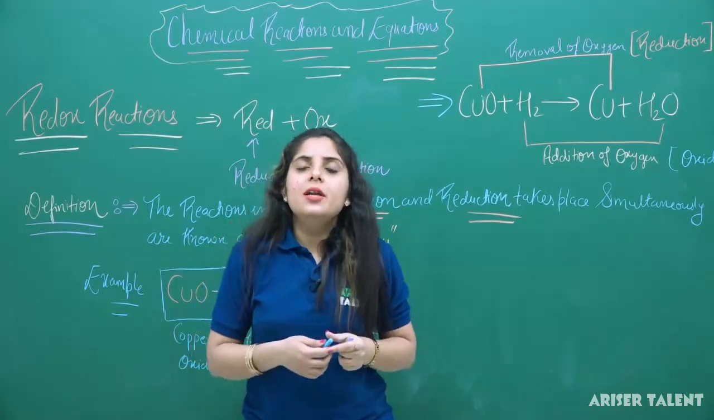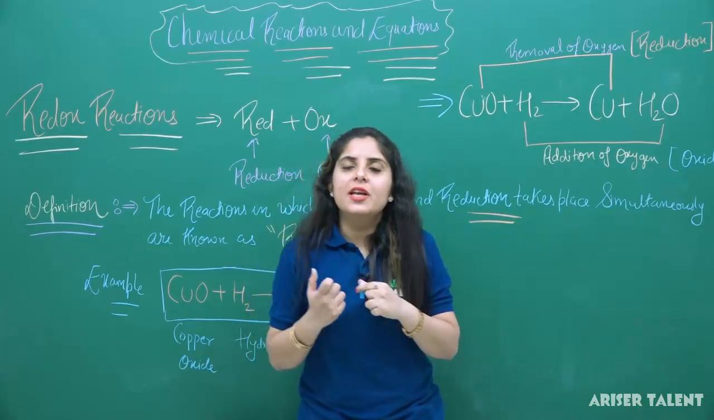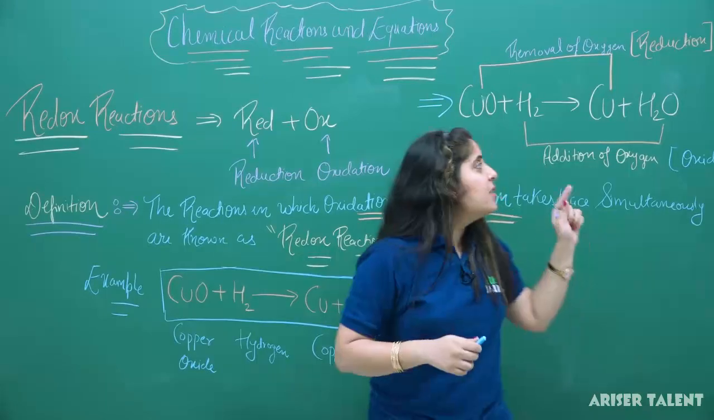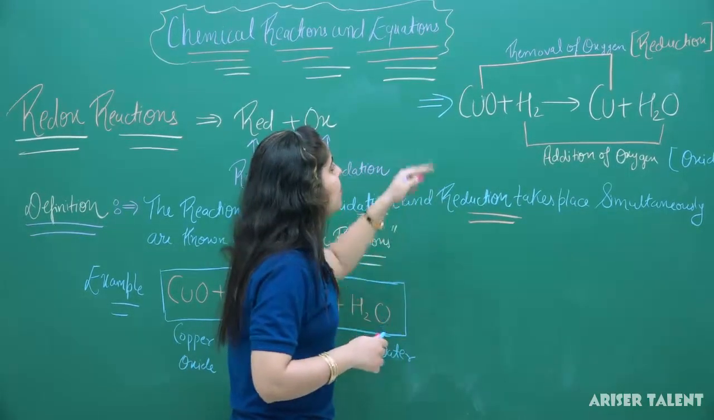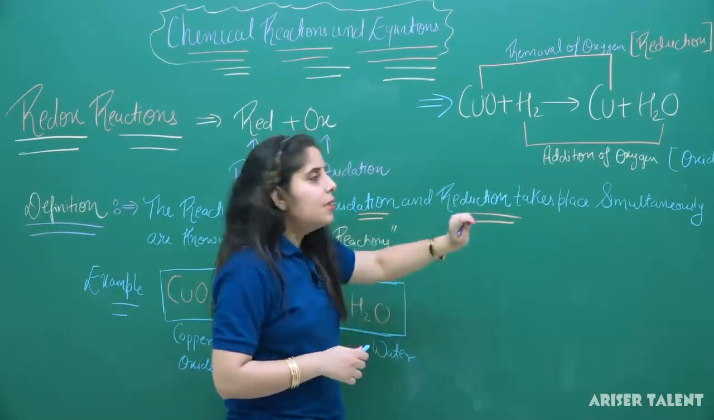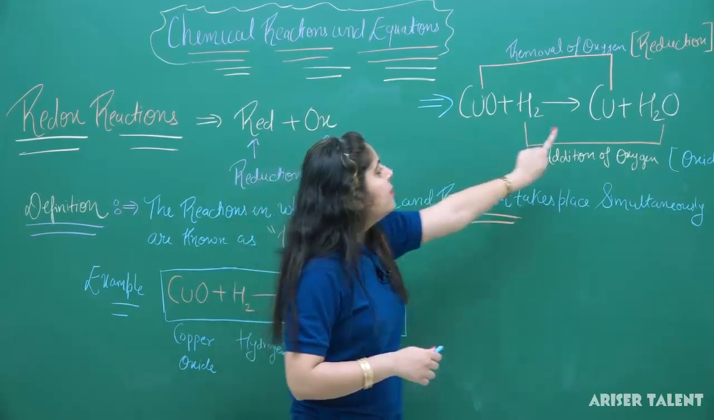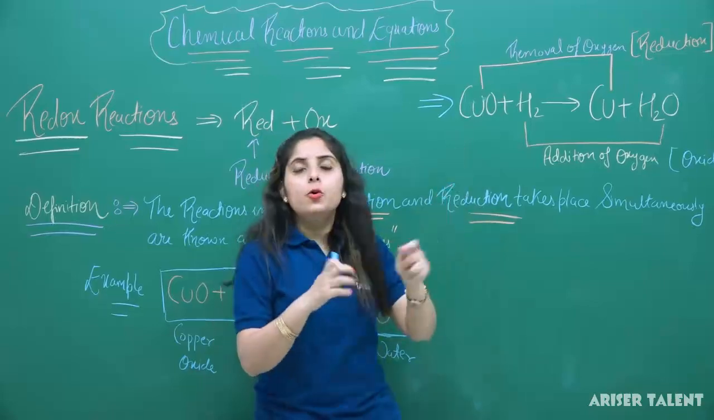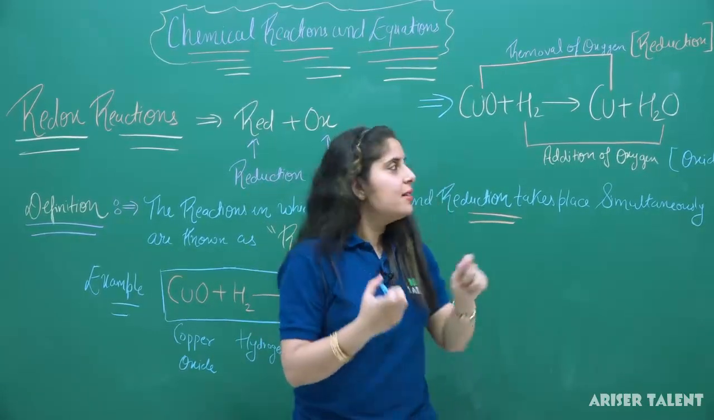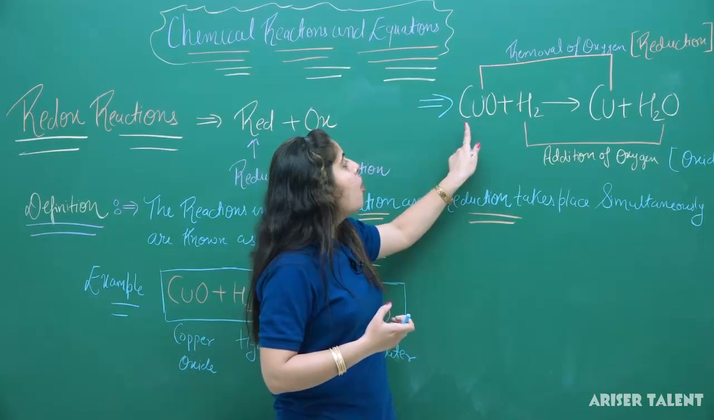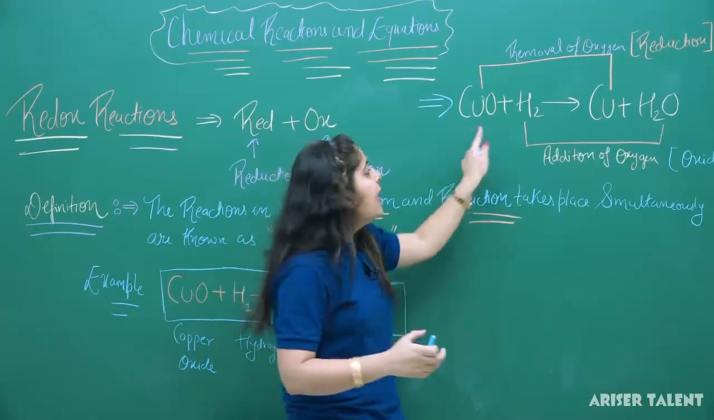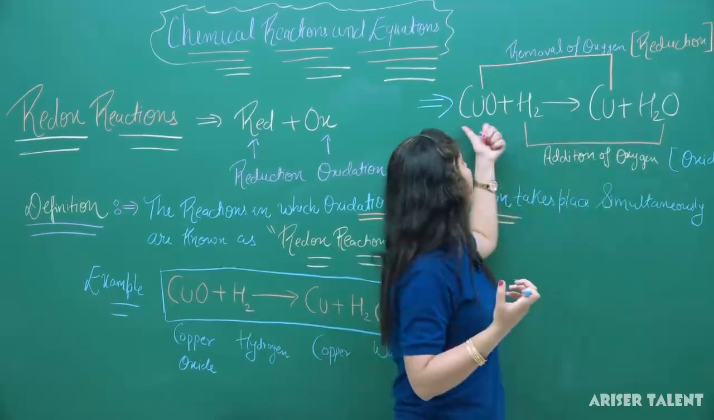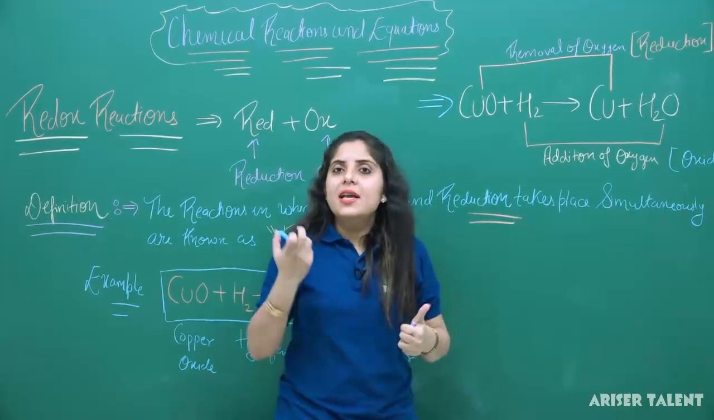Now we will learn about two more terms in the redox reactions, that is oxidizing agent and reducing agent. But firstly we will understand it with the help of the same example. What will happen here? Copper oxide is reduced to Cu and hydrogen will help the copper oxide to do this. So hydrogen acts as a reducing agent and copper oxide loses its oxygen and helps the hydrogen to combine with oxygen to form water. So copper oxide acts as an oxidizing agent.